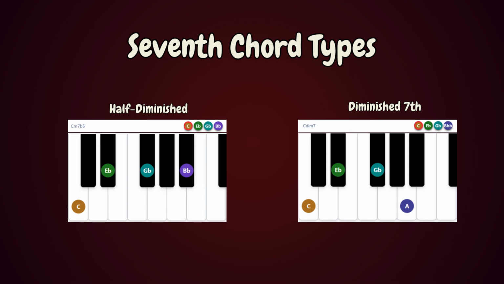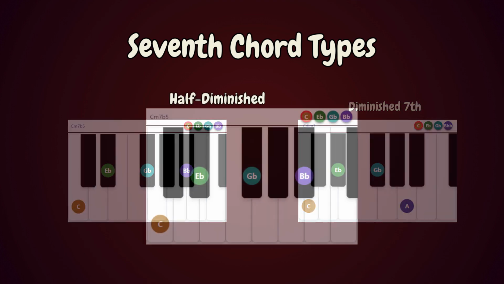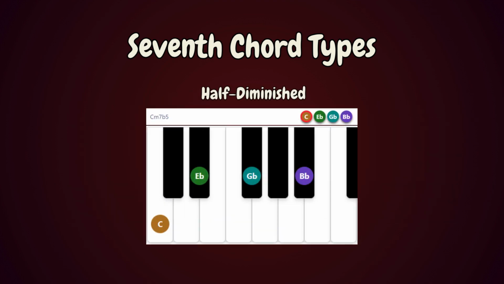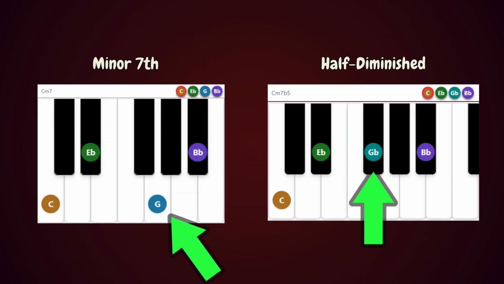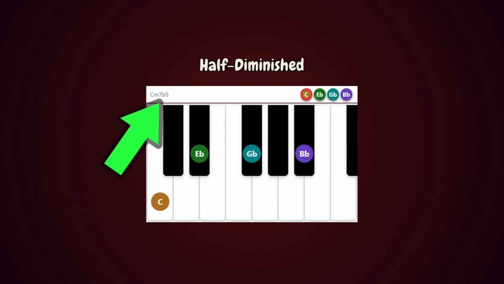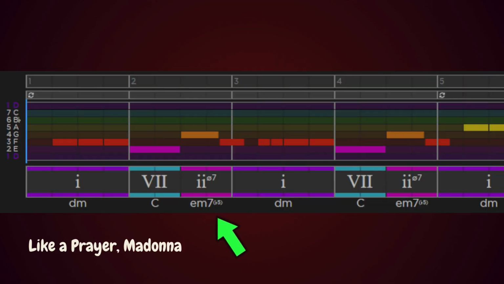A little less common but still very important are diminished seventh chords. And there are 2 types, half-diminished and fully diminished seventh. Half-diminished seventh is like a regular minor seventh chord, but we are lowering fifth by a half step. It's also often called minor 7 flat 5. It's very useful in creating tension while bridging harmonic movements. You can hear that in Like a Prayer by Madonna.